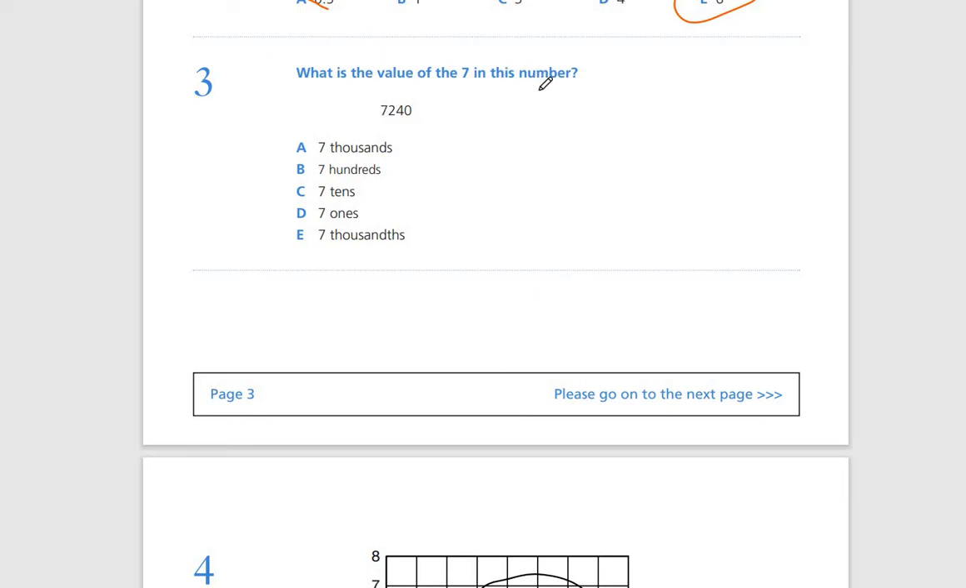What's the value of the 7 in this number? 7,240. Well, we look. The 7 is here. It could be nowhere else. It's in the thousands column. So look, not hundreds, not tens, not ones, it's the thousands. Easy and done.